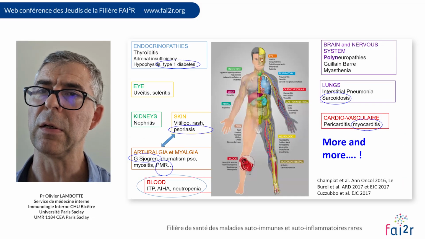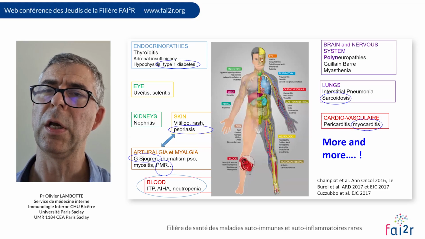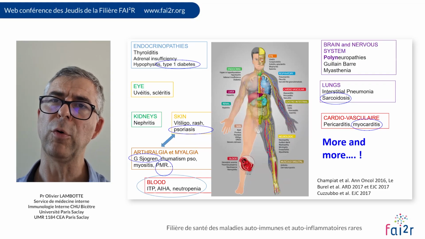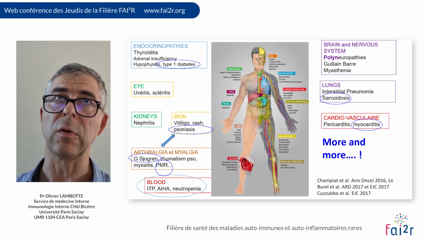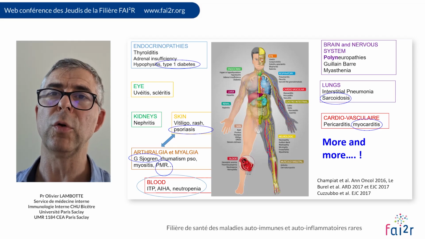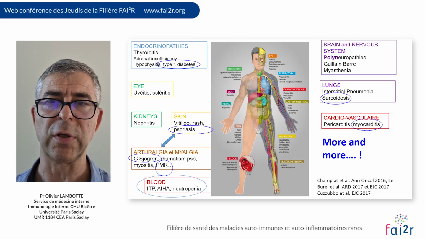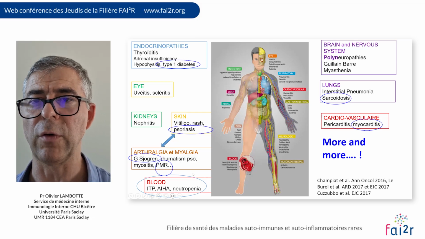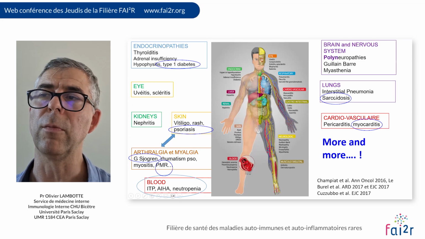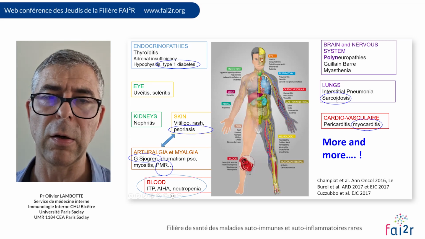Time is moving on. Along the time, we have been able to identify real autoimmune or inflammatory diseases, such as type 1 diabetes, Sjögren's syndrome, or some cytopenia for autoimmune disease, and for inflammatory disease, psoriasis or granulomatosis, which is clearly sarcoidosis.